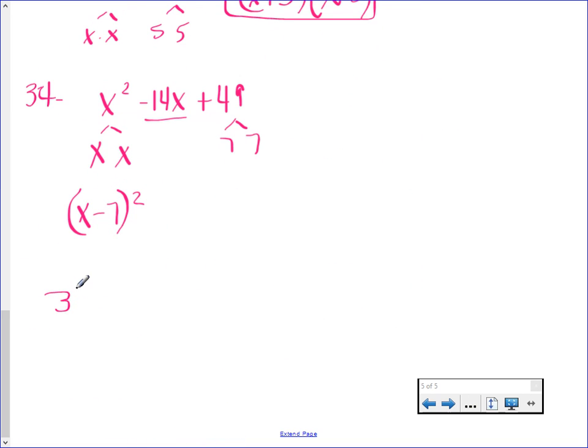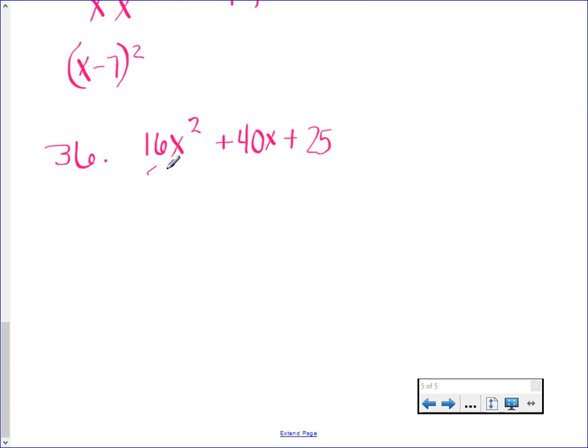So here's 36. 16x squared plus 40x plus 25. This is still an example of having a special case because the first number is a perfect square and so is the last number. This makes your life a little bit easier because for me, I don't really want to take 16 times 25. That's a lot of work to find a puzzle that works.